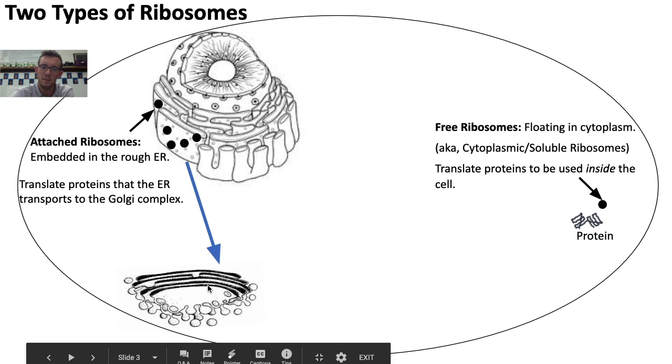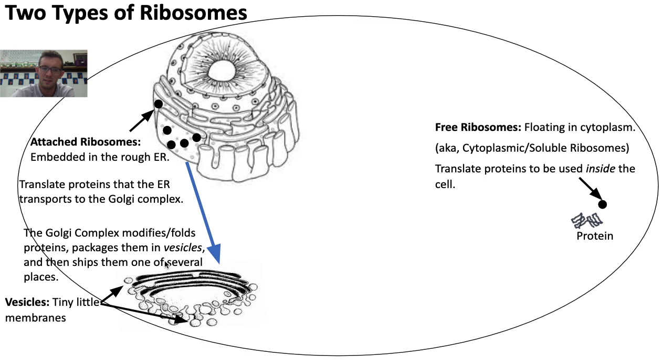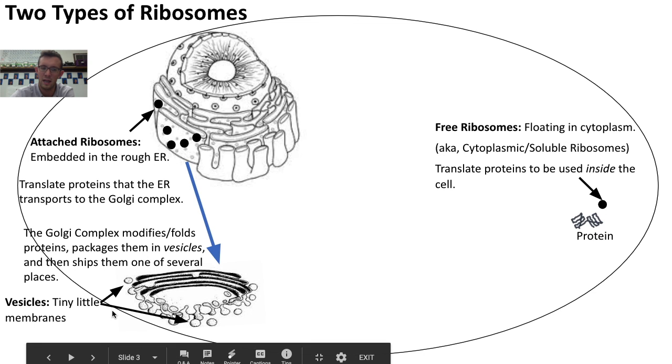And once the proteins make it to the Golgi complex, it will modify and fold those proteins and then package them inside of vesicles before shipping them off to one of several places. And vesicles are these tiny little membranes that you can see kind of folding off of the Golgi bodies, kind of pinching off of the Golgi bodies here. And the place that these vesicles get shipped to depends on the type of protein inside of them.